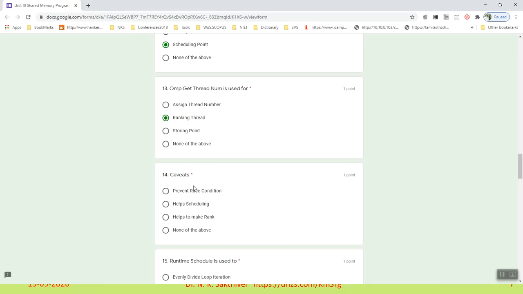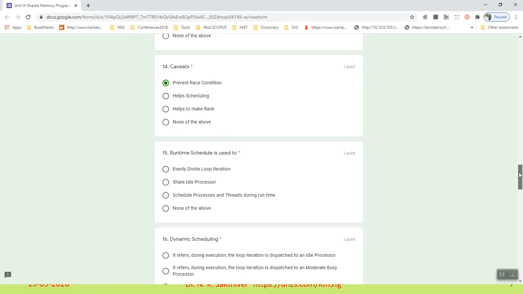Then critical, a very important concept. The critical construct is the mechanism to prevent a race condition. Correct answer. 15. Runtime schedule is used to schedule processes and threads during runtime. This is the correct answer. Understand this carefully, because I expect one or two questions will come from this topic.